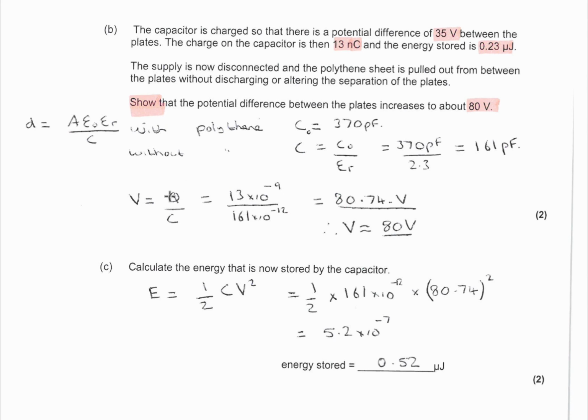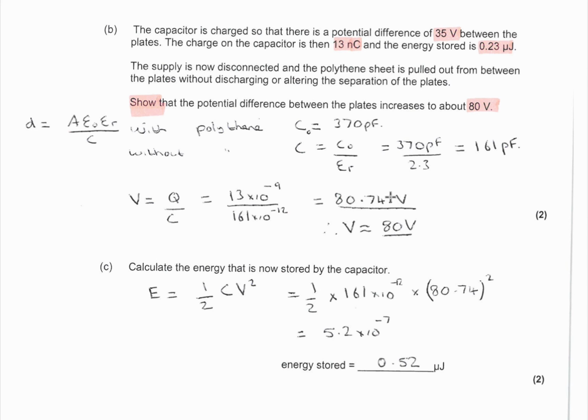The charge isn't changing. The charge can't change because the only way you can change the charge of a capacitor is to charge it up or discharge it, and we know that's not happening, so that stays the same. So if the capacitance changes, the potential difference changes. So if we just take the charge that we've got, the 13 nanocoulombs in our question up here, and we divide it by our new capacitance, the capacitance that we worked out over here, then it will give us our new potential difference. And if we do that, then we end up with 80.74 volts.